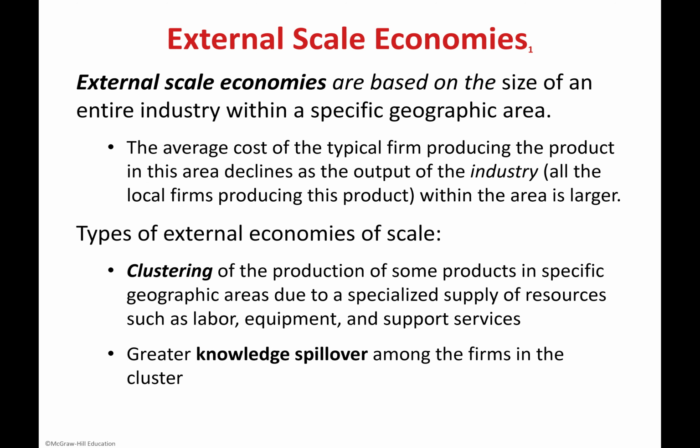Looking at outside of the firm, sometimes we see external scale economies, and they're based on the size of an entire industry within a specific geographic area. So the average cost of the typical firm producing the product in this area declines as the output of the industry within the area gets larger. So when we get external economies of scale, typically the clustering of the production of some products is done in specific geographic areas due to the specialized supply of resources.